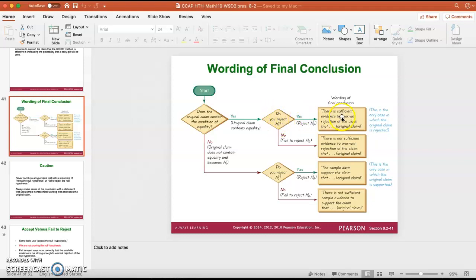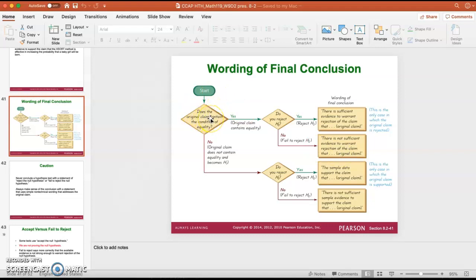If so, yes, then some good wording you can use as a template, and then just insert your context: Is there sufficient evidence to warrant rejection of the claim that the XOR is 50% effective? Then say we did not reject H naught, we failed to reject H naught. There is not sufficient evidence to warrant rejection of the claim that XOR was 50% effective, for example.